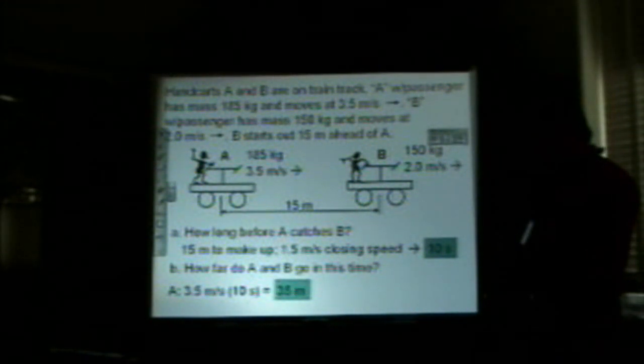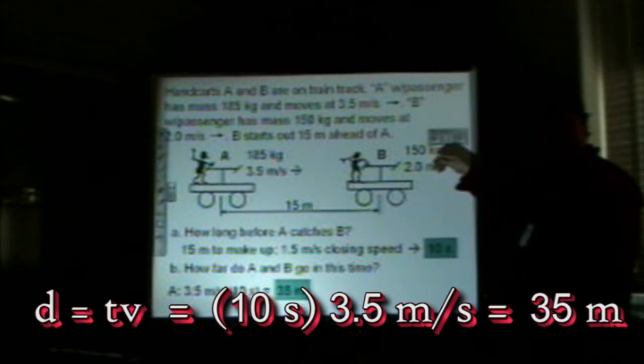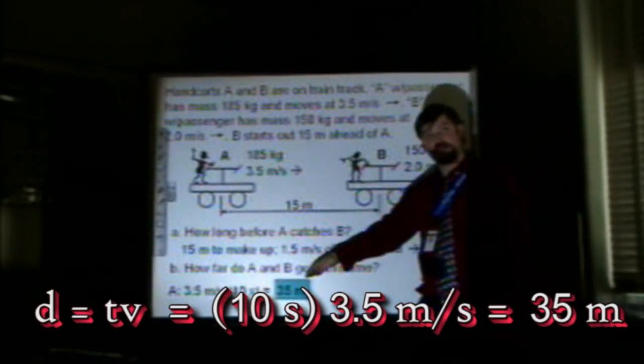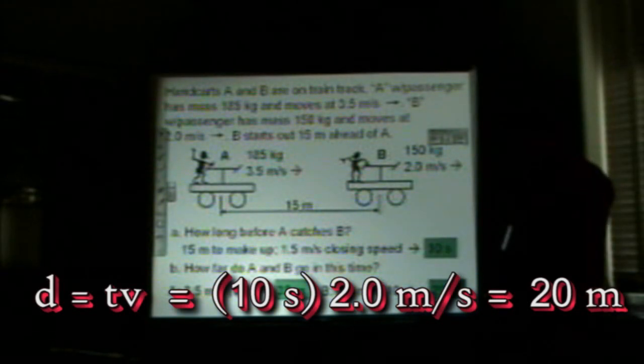All right, how far do A and B go in this time? We have 3.5 meters per second for 10 seconds. Takes him 35 meters, just for A. Now we're looking for B. B's traveling at 2 meters per second for 10 seconds. 20 meters. Good.